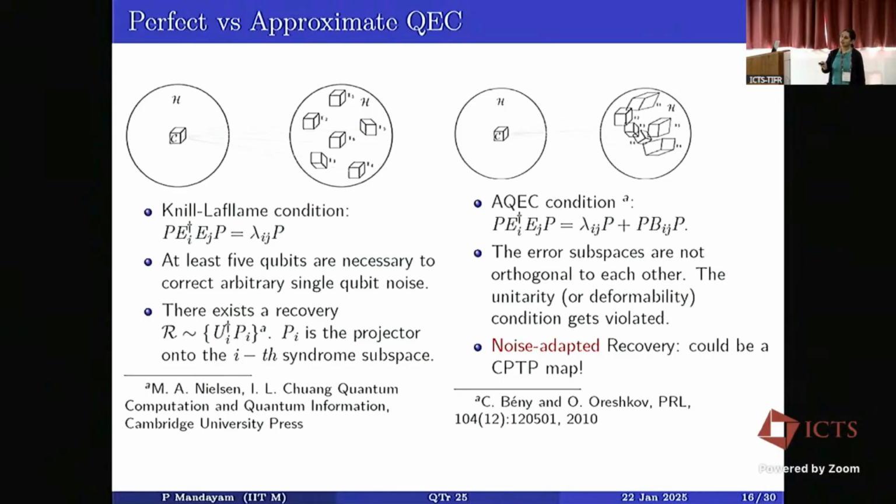And algebraically, this can be modeled as adding a perturbation term to the perfect quantum error correction condition, where now the lambdas in the original condition and here are scalars, but the bij's are actually matrices or operators on the code space. And of course, in this case, like I've been saying, these error spaces are not orthogonal to each other, and they're also non-unitary deformed versions of the code space. So in this case, one can ask interesting questions about what is a good noise-adapted recovery that one can use in order to error correct in this scenario. The example we have in mind is something like the 4-qubit code with amplitude damping noise.